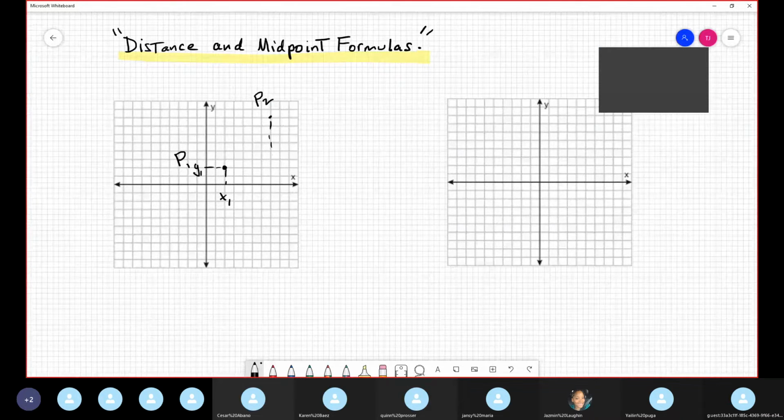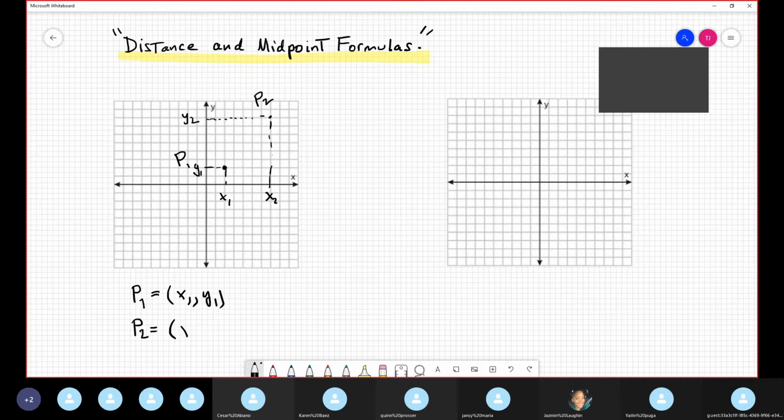And the component for P2 is called X2 and Y2. Conclusion, P1 is a point that is represented by the component X1, Y1, and P2 is another point represented by the component X2, Y2. So we connect P1, P2 by a line segment.